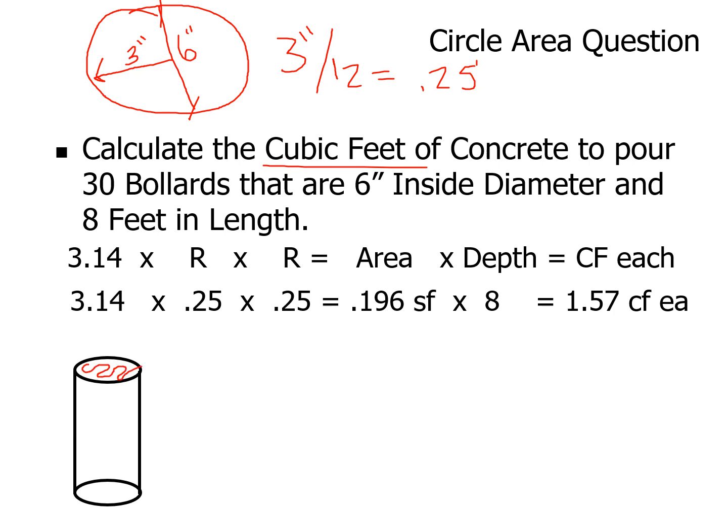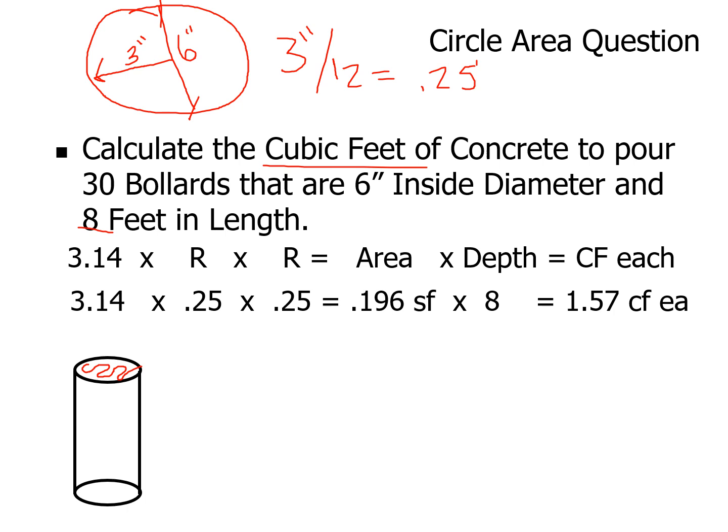That's 0.196 square feet. So I know the square footage of the area. Multiply that by a third dimension. The question told me it was 8 feet in length. So I know one of these bollards is going to require 1.57 cubic feet of concrete for me to pour it.